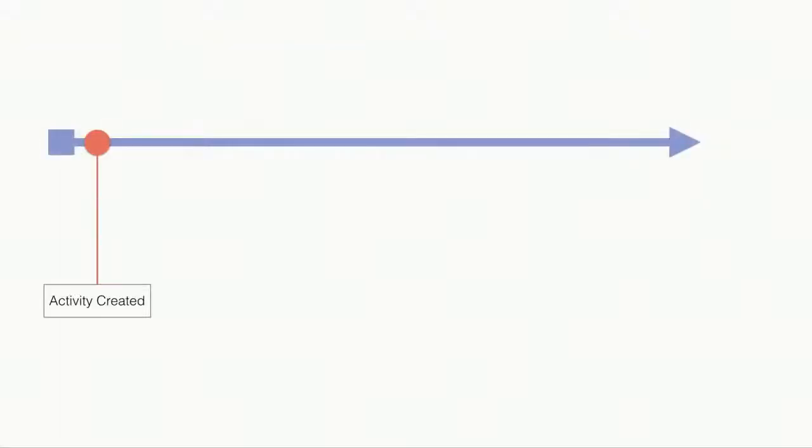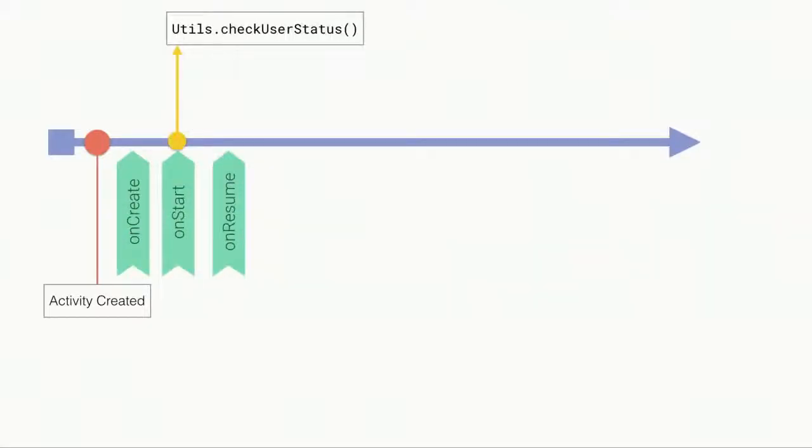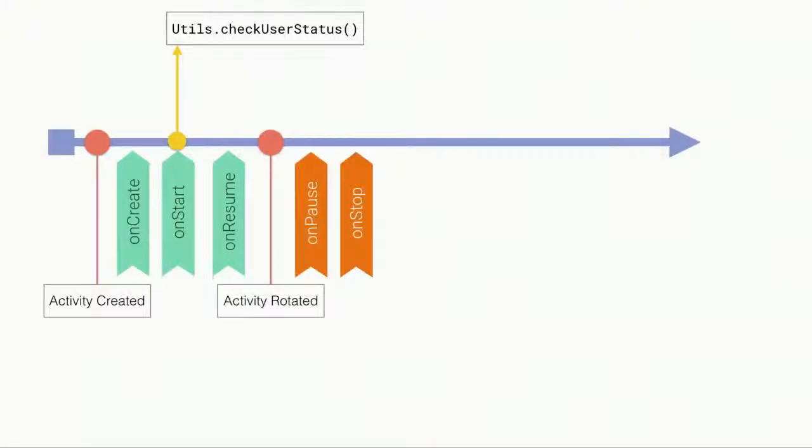You would think this would work. But let's look at what happens in that activity's lifecycle. So our activity was created. We said, OK, when started, check if the user's status is enrolled. Then meanwhile, the user wants to rotate the device, which means a configuration change, which means Android is going to recreate that activity.